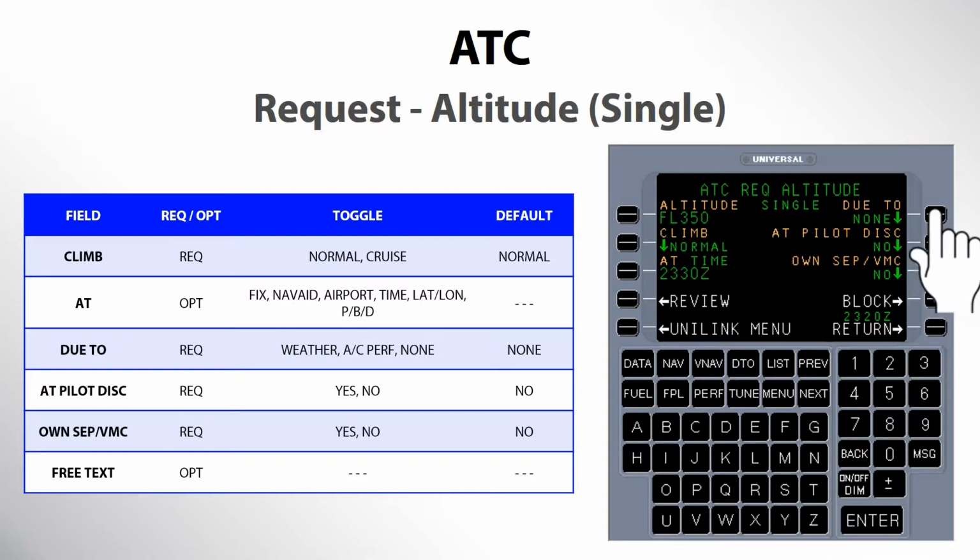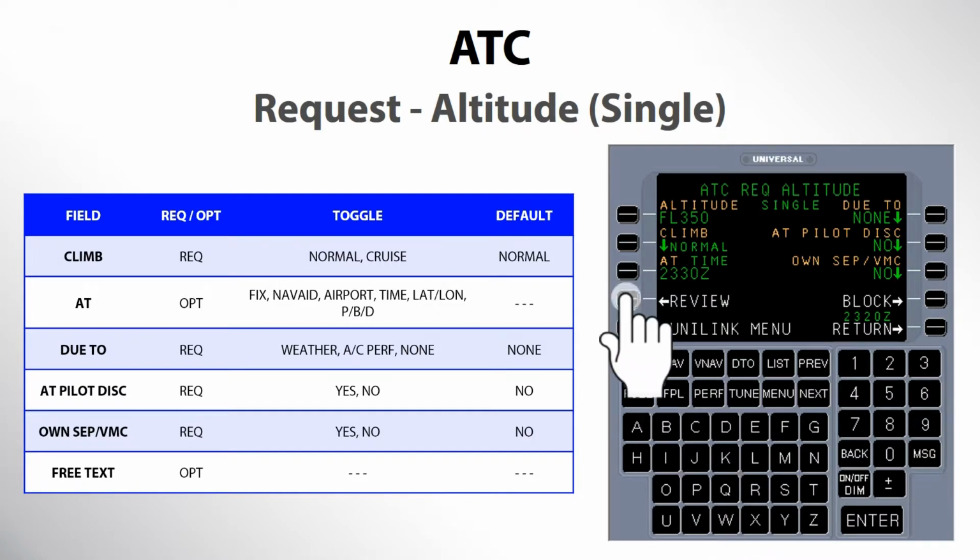Press Do To toggle between weather, aircraft performance, or none as your reason for climbing. The default is none. Press At Pilot Discretion to toggle between yes and no to indicate altitude change at the crew's discretion. The default is no. Press Own Separation VMC to toggle between yes and no to indicate whether traffic separation will be maintained by the crew per VMC rules, or separation will be under ATC control. The default for this field is no.